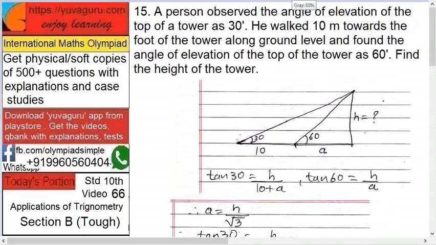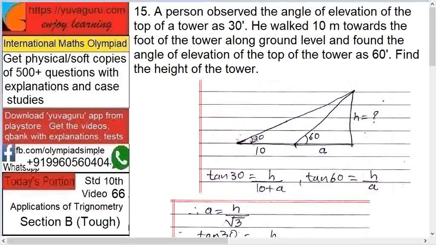Okay. Next, a person observed the angle of elevation of the top of a tower as 30 degrees. He walked 10 meters towards the foot of the tower along the ground level and found the angle of elevation of the top of the tower as 60 degrees. Find the height of the tower.